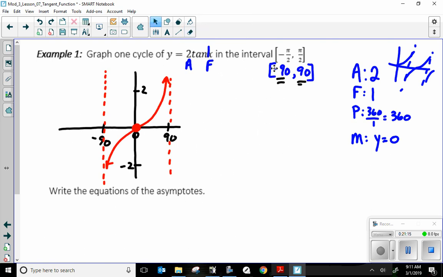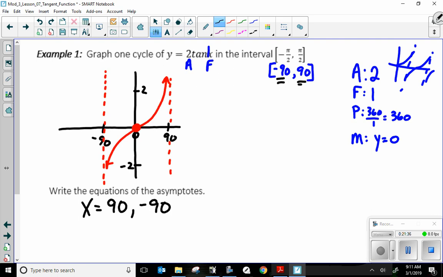I just use it to get my bearings on how to graph and to show you visually what part of tangent we're graphing. Now it says, write the equations of the asymptotes. Well, a vertical line is always x equals. Where are my asymptotes? One is at 90, and one is at negative 90.